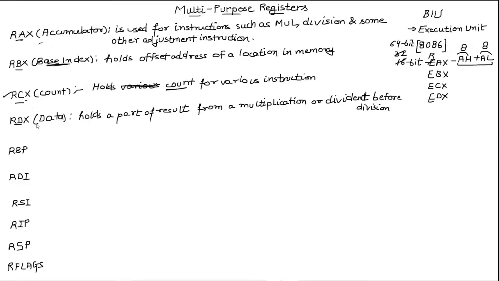Alright, so these are the four multipurpose registers. Now let's move on to RBP, RDI, and RSI, these three. RBP is known as the base pointer.